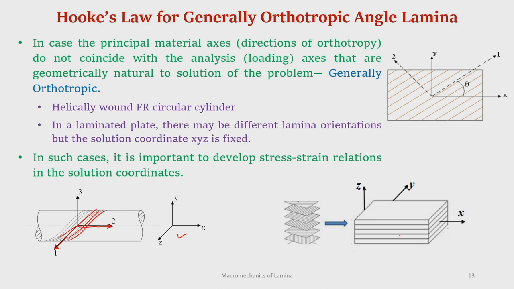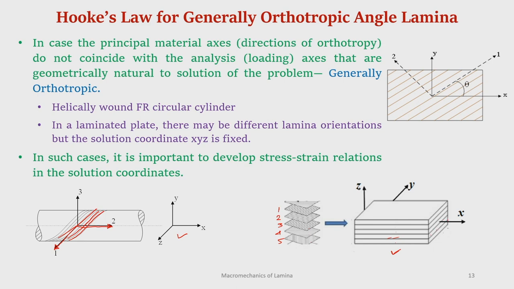Another example: as you know, a laminate consists of a large number of lamina stacked together, and each of these lamina could have a different fiber orientation. Suppose this is a laminate with 1, 2, 3, 4, 5 lamina. These 5 lamina have different orientations. Maybe one of them is at 0 degree, where 1, 2 coincides with x, y. But suppose the second lamina is at 45 degree.